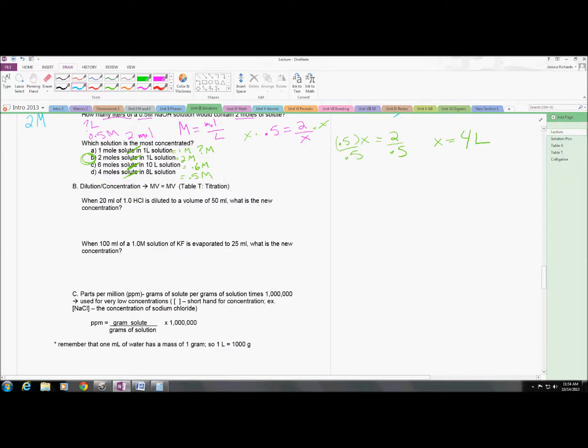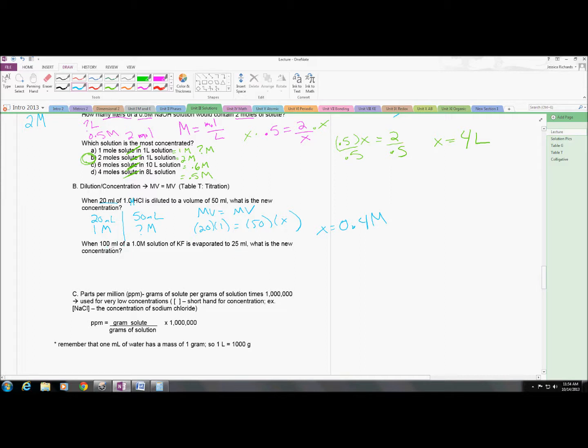So, sample questions. When 20 milliliters of a 1 molar, there should be a capital M in there, a 1 molar HCl solution is diluted to a volume of 50 milliliters. So I have 20 milliliters of a 1 molar solution, and we're going to dilute it down to a volume of 50 milliliters. What is the new concentration? So I can just use MV equals MV. 20 times 1 equals 50 times X, 0.4, and now the units that we used, this was a volume, it was the milliliters, so that's your molarity. And it's as simple as that.